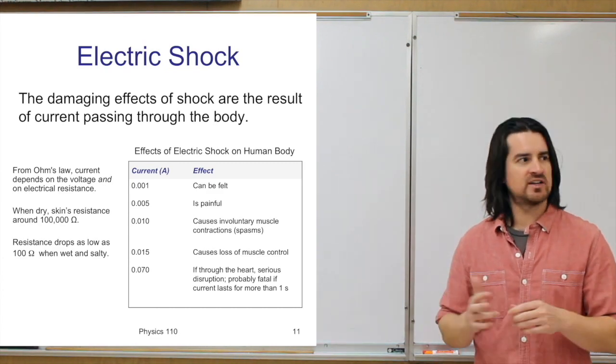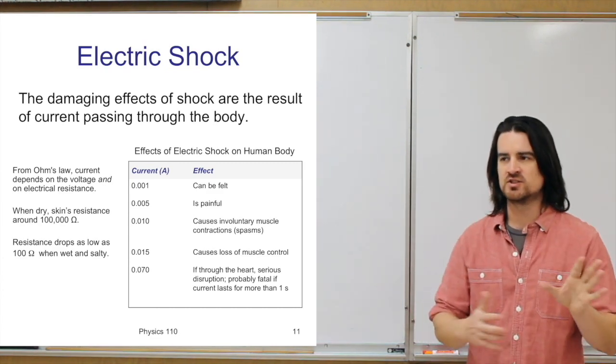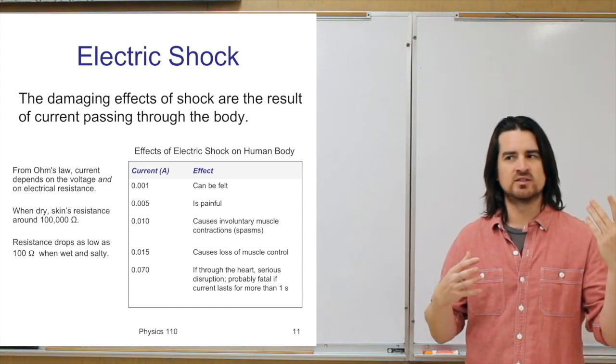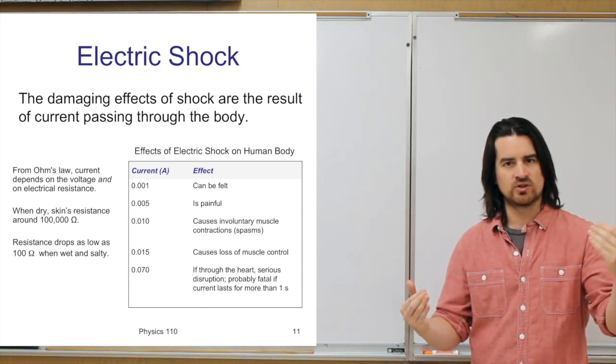Well, one way to think about that is going back to the idea that the voltage is really just like a potential. It's causing a potential difference, but in that sense, it's a potential for current to flow.